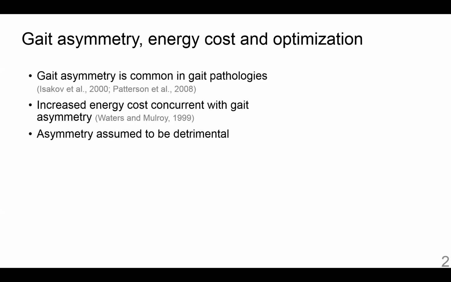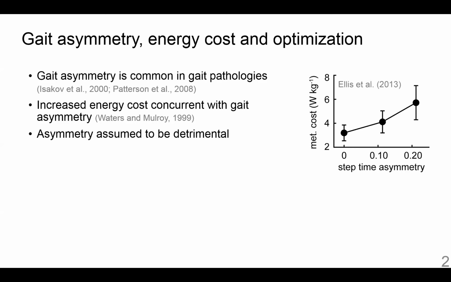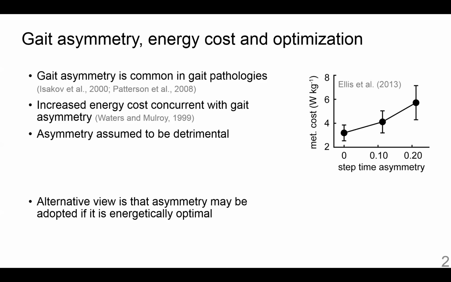So asymmetry is often assumed to be detrimental in part because of these expected relationships between gait asymmetry and energy cost. The cost of asymmetry is nicely demonstrated in this study, wherein healthy participants were instructed to walk asymmetrically, and there's clearly a cost associated with the asymmetry. But an alternative view is that asymmetry could also be adopted if it is energetically optimal.